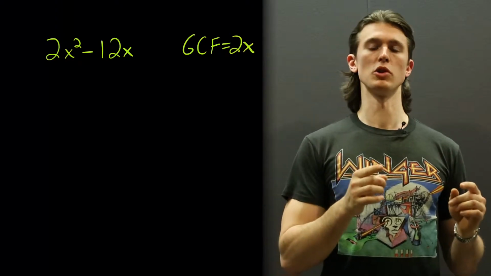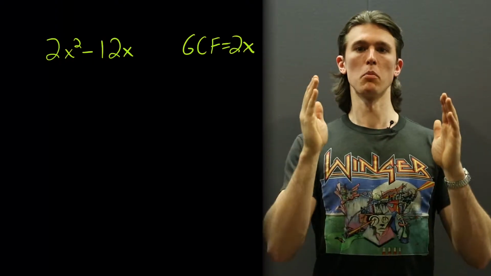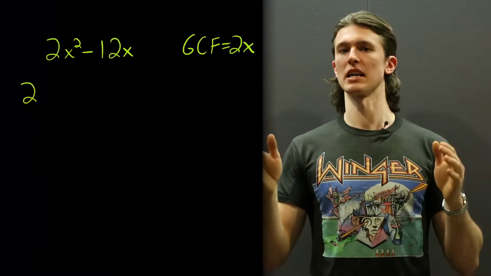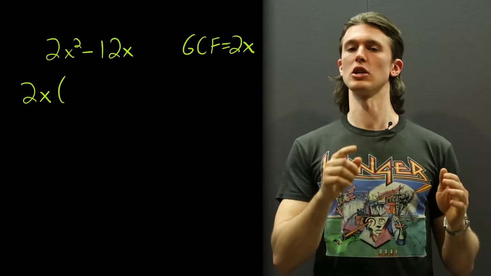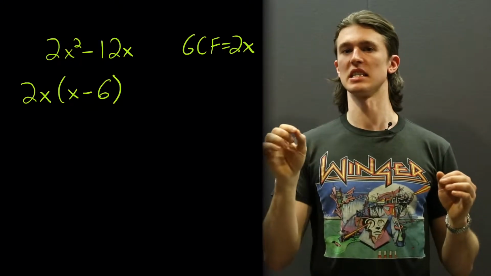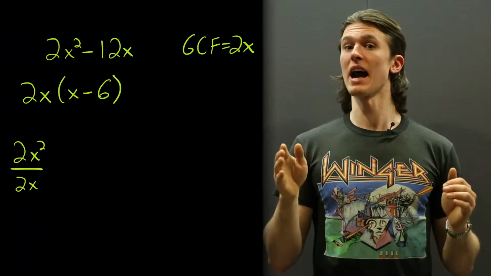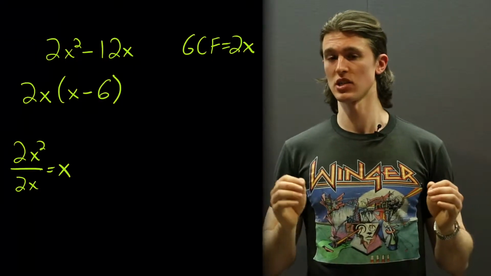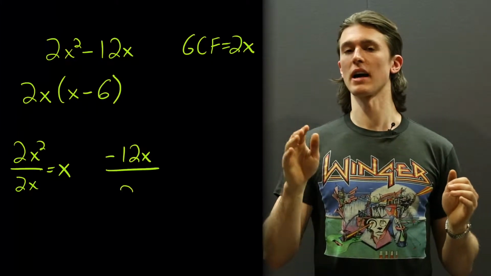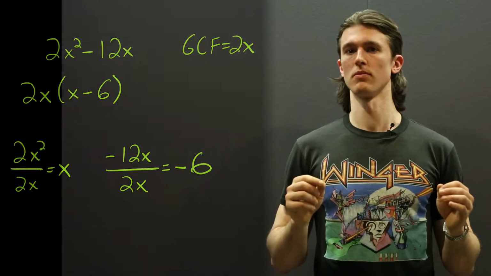And what we're going to do is we're going to divide each of those numbers by 2x, and then plot the 2x in front of a set of brackets. So what we would end up with is 2x bracket x minus 6 close bracket. The x comes from dividing 2x squared by 2x, and the negative 6 comes from dividing 12x by 2x, and the negative is in between both terms.